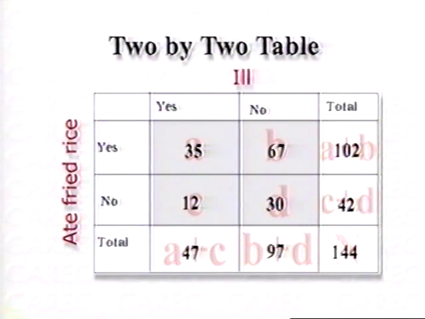You will also notice that the total number in this table is 144, though the sample size was 149. This is because only 144 people answered the questions about whether they ate fried rice and whether they got ill or not.